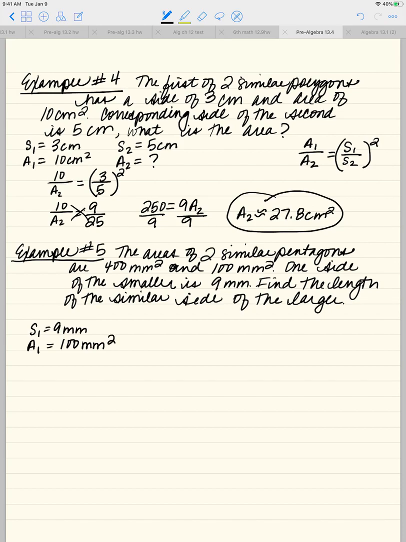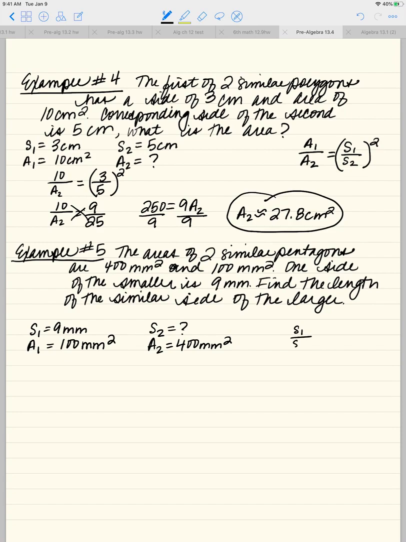How did I know that? Because we have 400 millimeters squared for one area, 100 millimeters squared for the other, and it tells us that the side of the smaller is 9 millimeters. So if the smaller one side is 9 millimeters, we are going to use the smaller area, okay? So side 1 is 9, area 1 is 100. Side 2 of the larger, we don't know what that is. Area 2 of the larger is 400 millimeters squared.